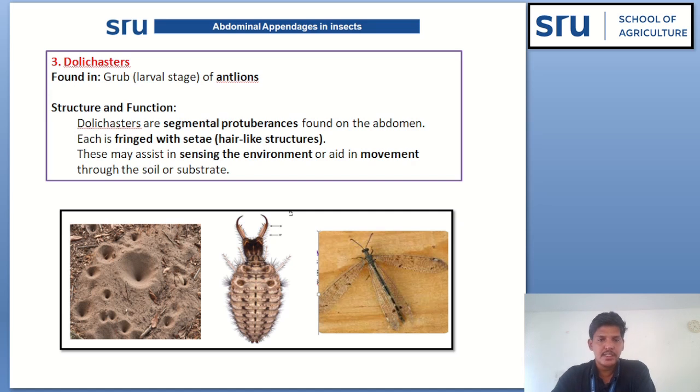Next, dolichaster. Dolichasters are the abdominal appendages found in the grub of antlion. See here. Dolichasters are segmental protuberances found on the abdomen of the antlion grub. Each dolichaster is fringed with setae, that is, hair-like structures. The dolichasters assist in sensing the surrounding environment or aid in movement through the soil or substrate.